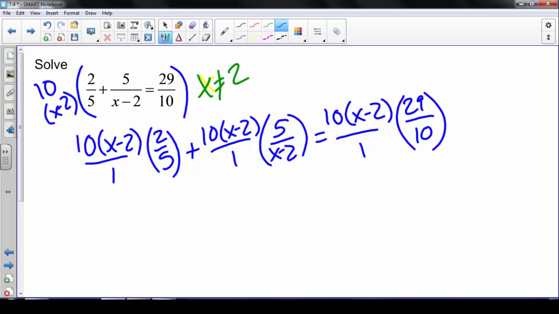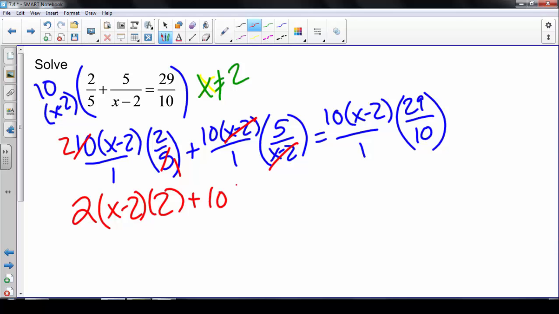And then once again, let's pay attention to what is going to cancel out. Notice this 5 can reduce to a 1 and this 10 to a 2. So what we're left with is 2 times x minus 2 times 2. In this next case, those x minus 2's will cancel out, so we're left with 10 times 5. And this last one, these 10's cancel, so we're left with x minus 2 times 29.